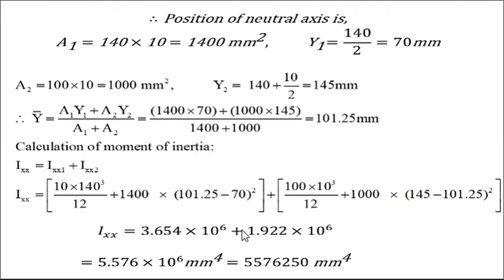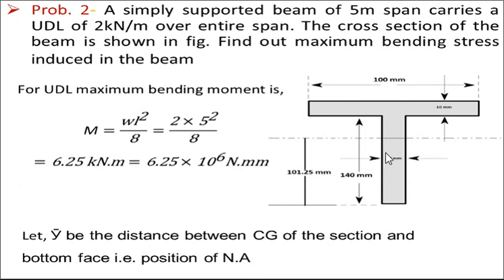So let us see. The total breadth is 100 and the thickness of the flange is 10. So we'll get 1000 mm square, that is the area. And y2 is 140 plus half of the 10. How is it determined here? All the centroidal distances we have to find from the bottom face. So bottom means bottom of this web.